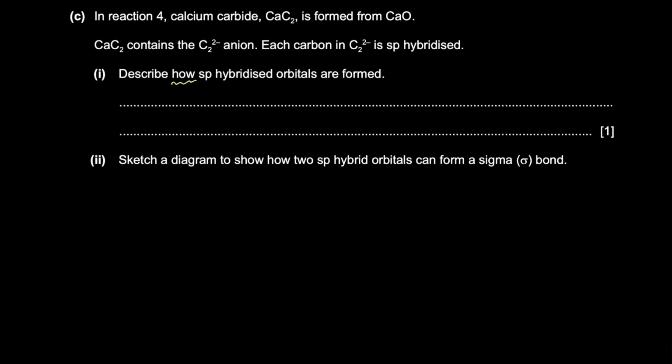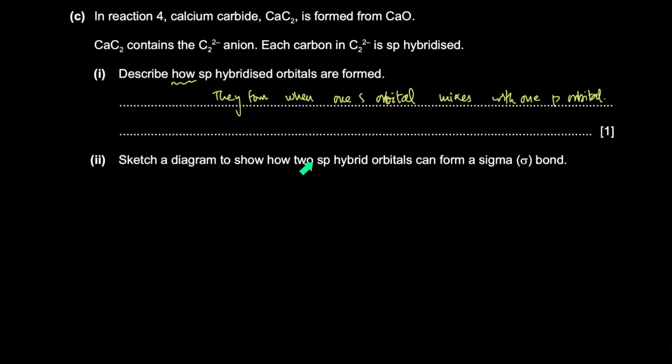They form when 1 s orbital mixes with 1 p orbital, okay? They're not talking about when they form or why they form. They're simply asking how they form. How they form is when 1 s orbital and 1 p orbital mix together.